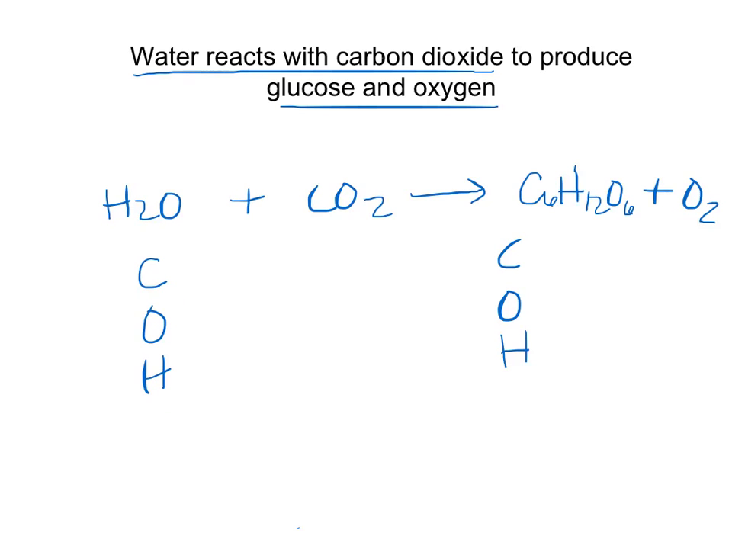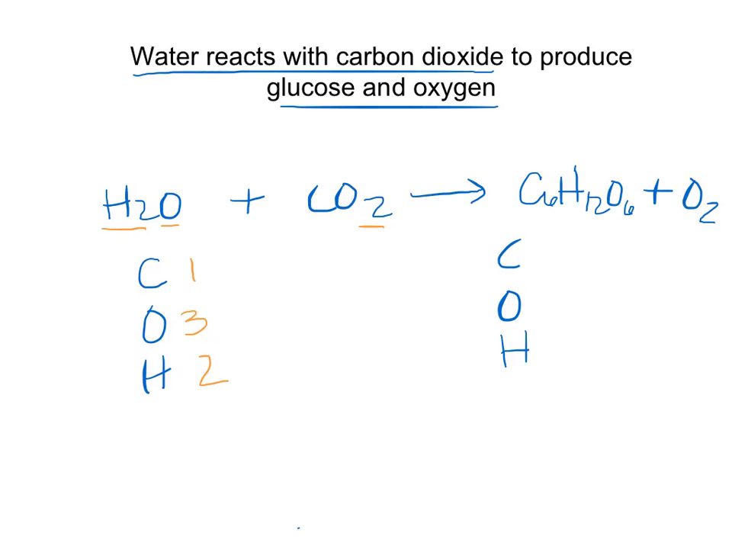Now notice I've added these down here at the bottom. These aren't necessary to use, but these are going to help me keep track of the number of carbons, oxygens, and hydrogens. So let's go ahead and count how many of each element we have on each side of the reaction. So on this side, I have 1 carbon on the reactant side, and I have 3 oxygens. And if you're wondering how I came up with 3, I've got 1 here and then 2 here, so I've got 3 oxygens. Then I also have 2 hydrogens.